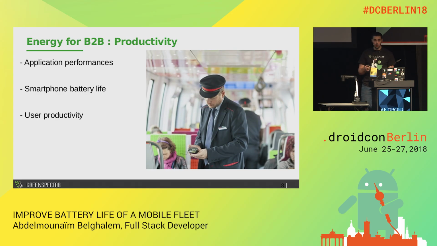Typically, this is what we are going to see. The application of the use case will be used for 8 hours a day, but if the application doesn't allow the smartphone to stay up and on for 8 hours, this is a big problem for user productivity.